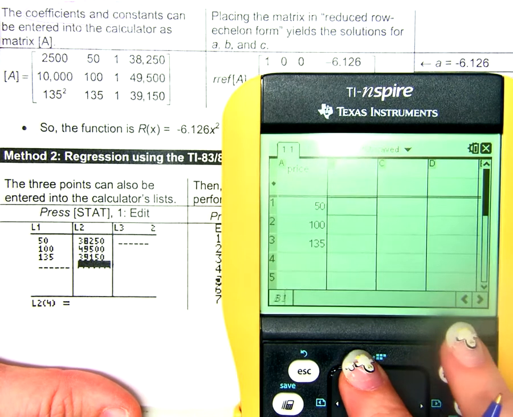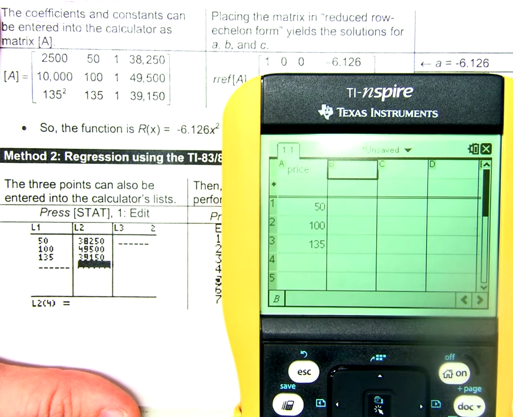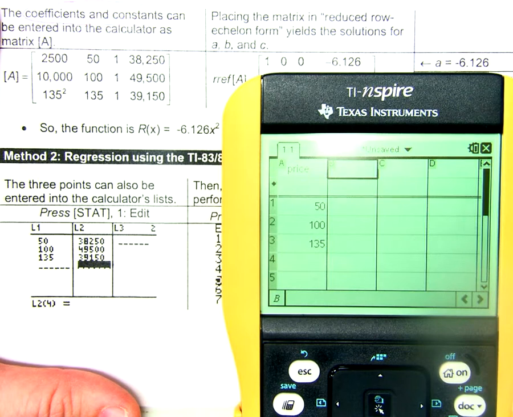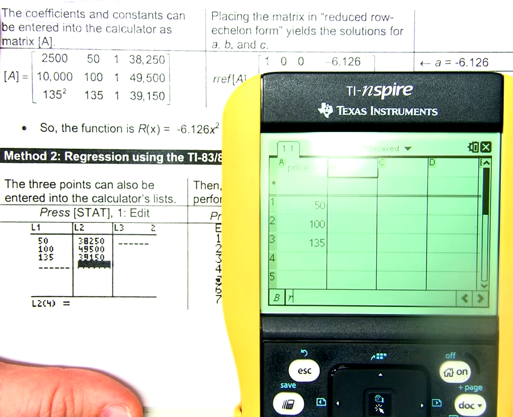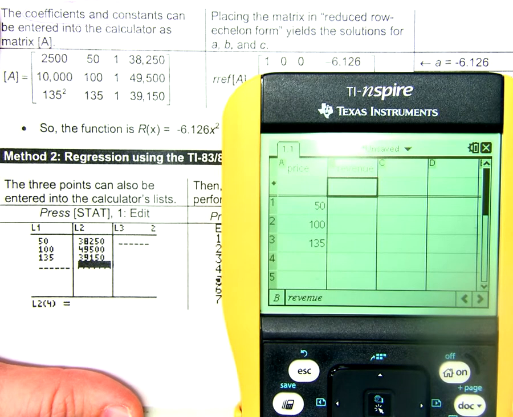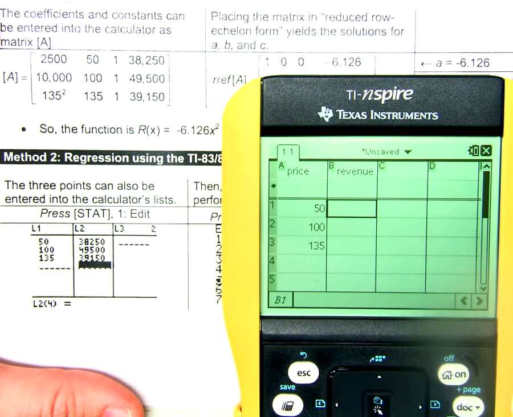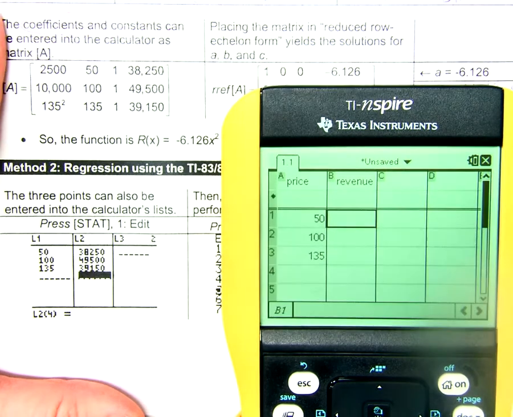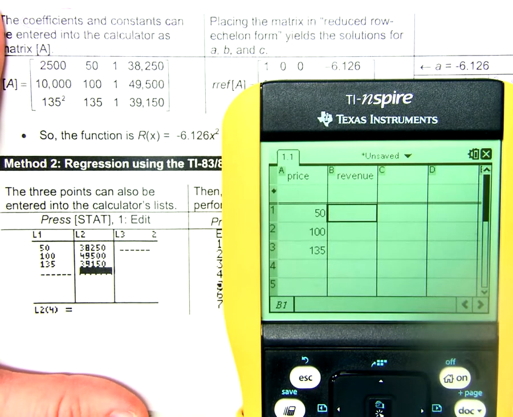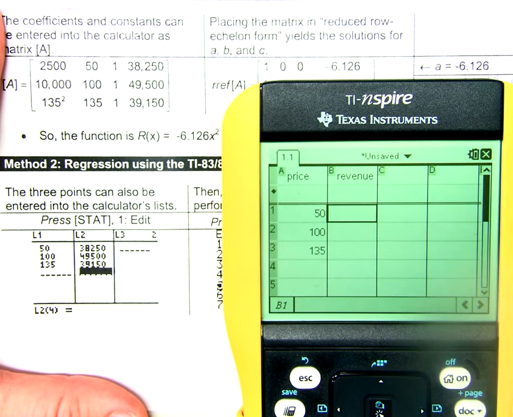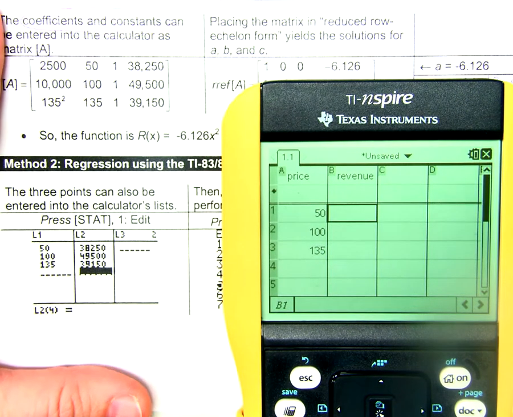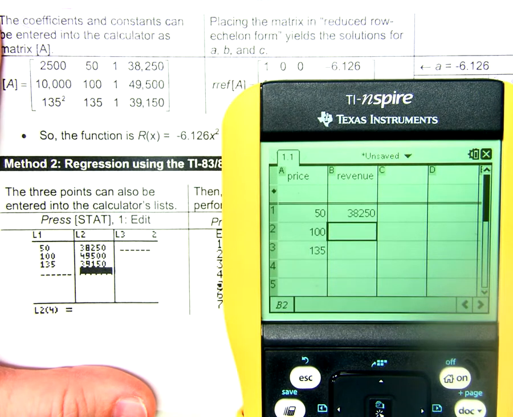What's my Y column all about? Revenue. R-E-V-E-N-U-E. Do you notice how when I'm putting it in, the letters are in italics, but when I hit enter, they go to regular, like a regular font? That means the calculator has saved that word as a variable now. Okay? So what about my revenue? What goes here? Same thing that was in my table, right?